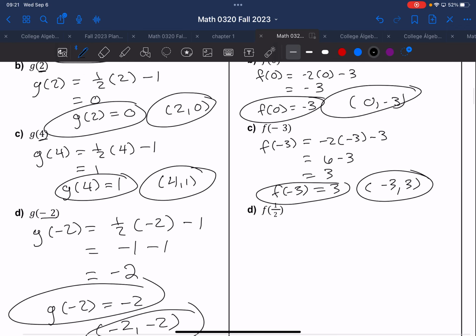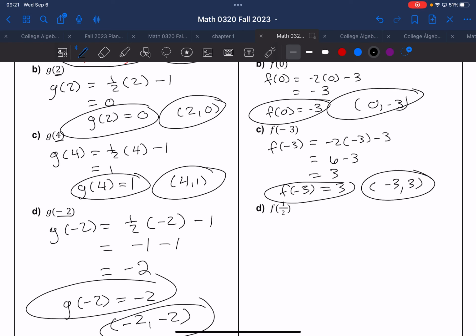Okay, same thing with fractions. We're still plugging in those in for x. So we have f of 1/2 is equal to negative 2 times 1/2 minus 3. What'd you guys get? -1. Good, negative 4.